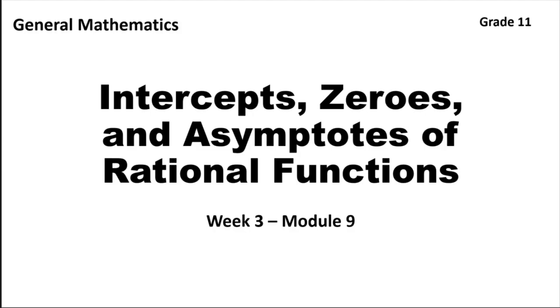Now, let's explore and learn another lesson of general mathematics. We are now on week 3 of our module, Module 9, entitled Intercepts, Zeros, and Asymptotes of Rational Functions. In the previous lesson, you learned how to find the domain and range of a rational function. In this particular lesson, determining intercepts, zeros, and asymptotes of rational functions will be done.